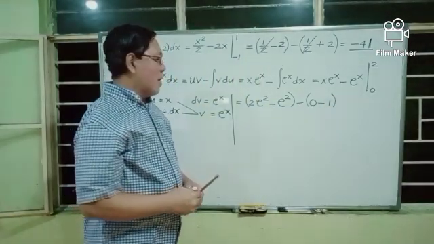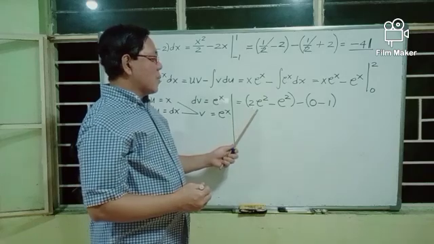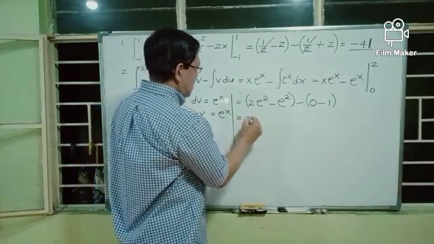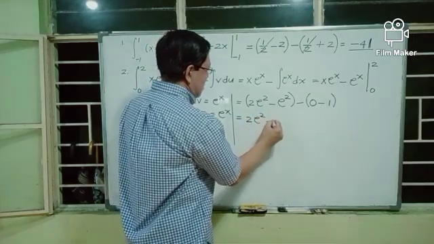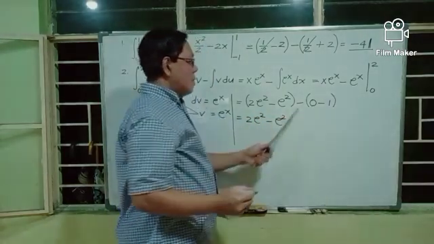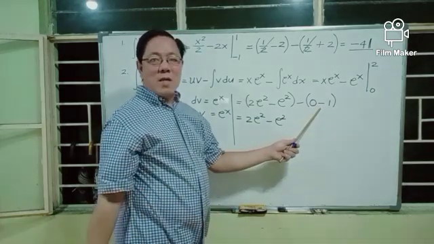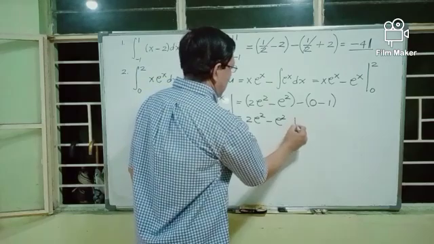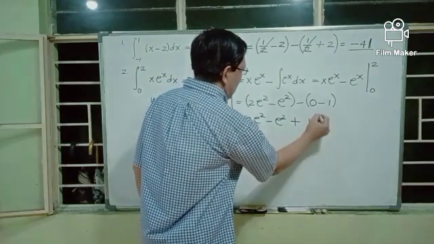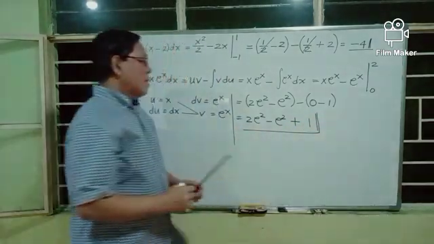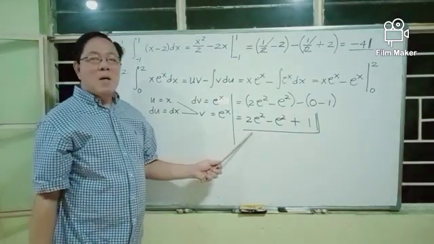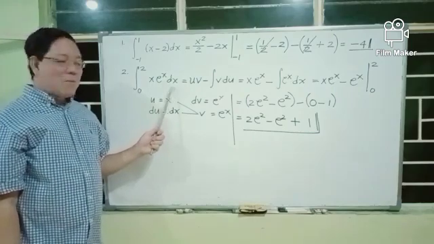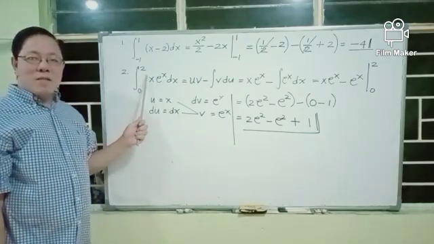And we simplify, we have 2e squared minus e squared and 0 minus 1 is negative 1 multiplied by negative 1 is positive 1. And this is the answer for the integral of x e to the x dx evaluated from x is 0 to x equals 2.